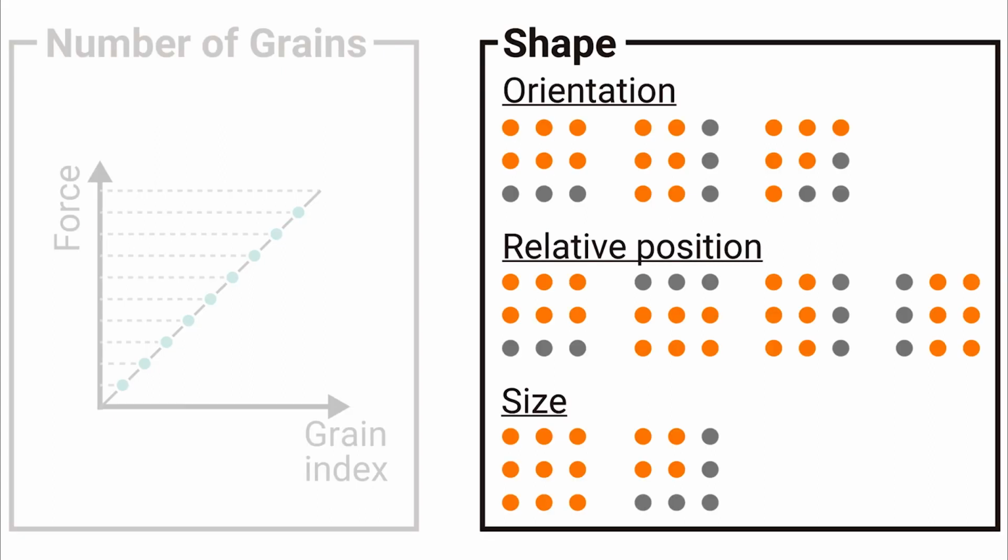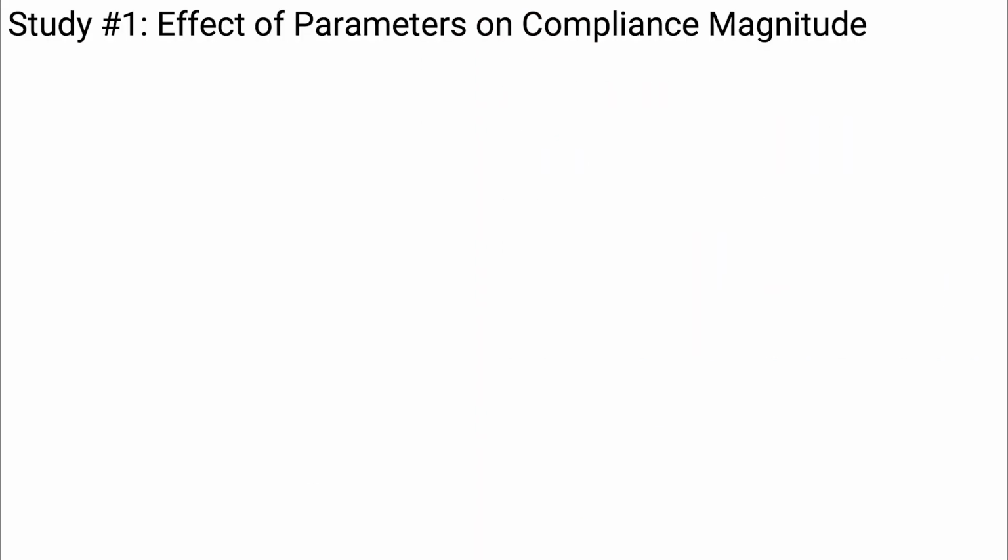Shape is a unique parameter to the electrotactile illusion. We created shapes made of 4 or more active electrodes as the pilot study's participants did not feel enough compliance magnitude with fewer electrodes. Our first user study was done to investigate the effect of these parameters on compliance magnitude.